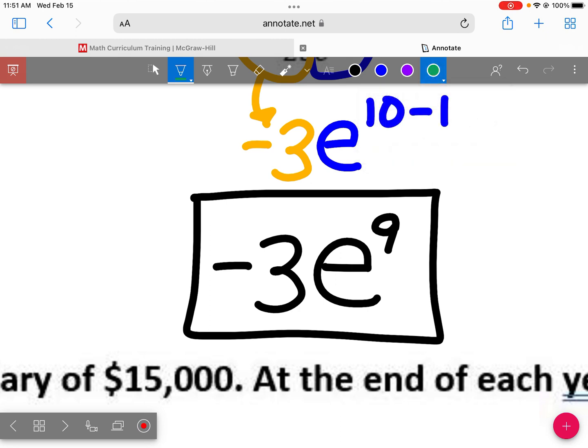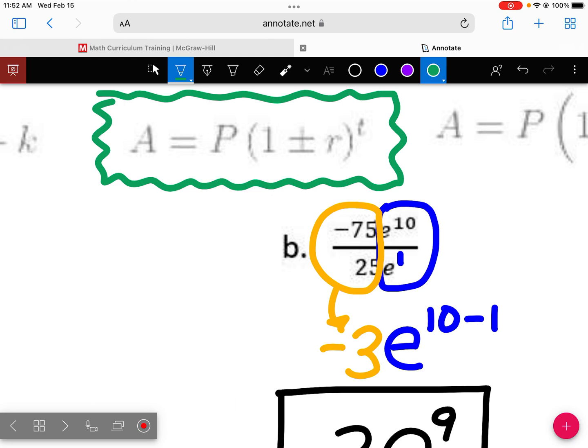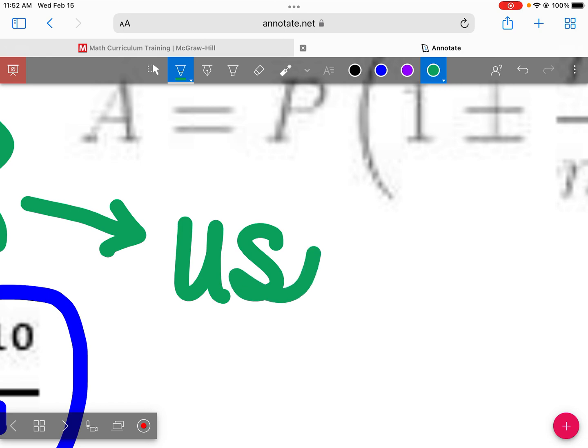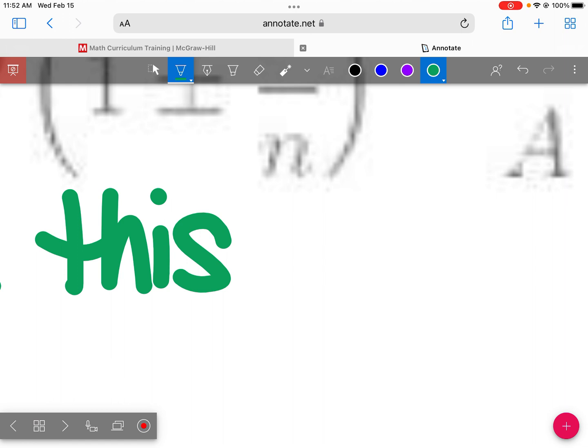For number 9, do I need a formula from up at the top? Yes. Which one am I going to use on number 9? The third one. Why am I using the third one? You're absolutely right, Dwayne. It doesn't say continuously, and it also doesn't say what? Compounded. Use this one when you don't see the word compounded and you don't see continuously.